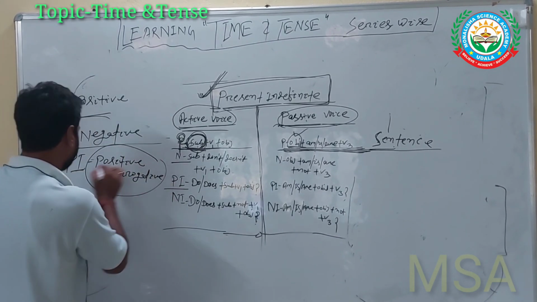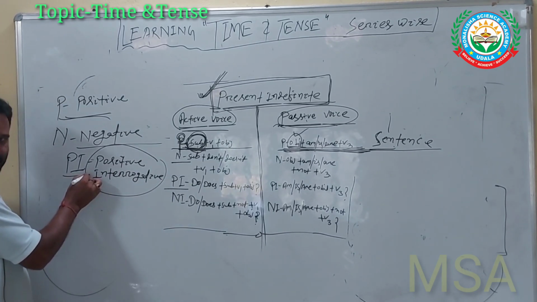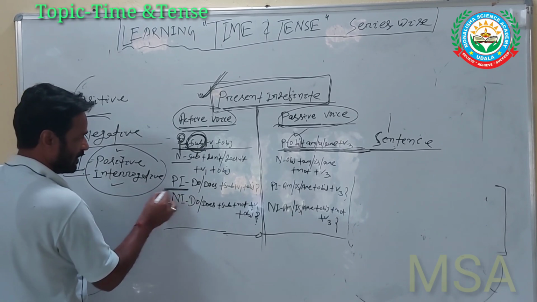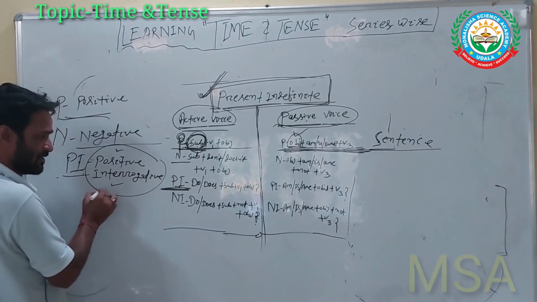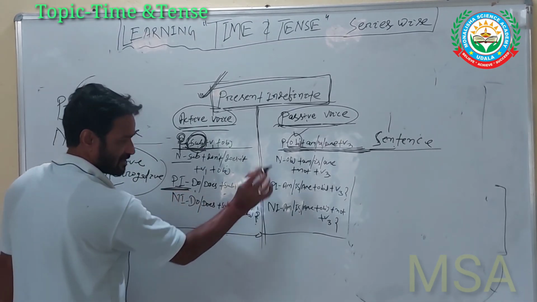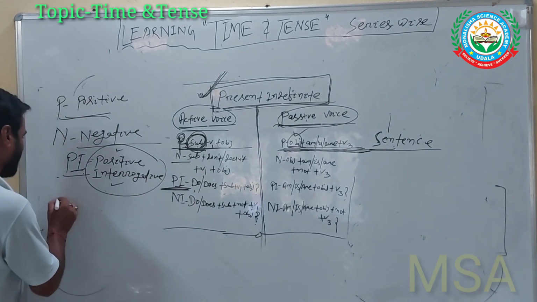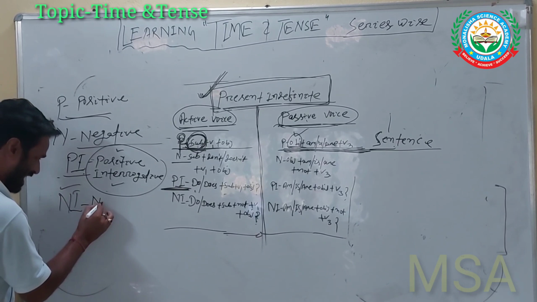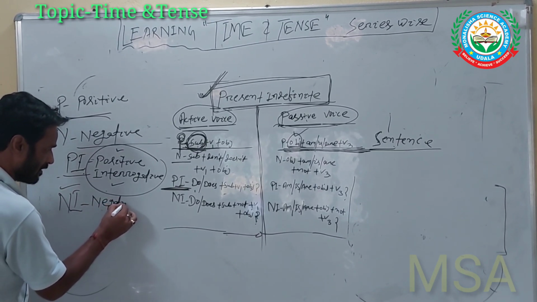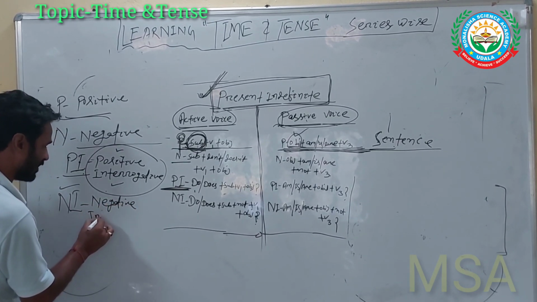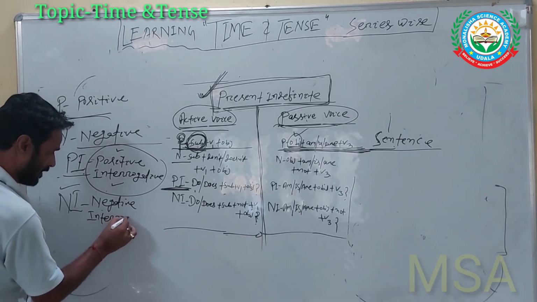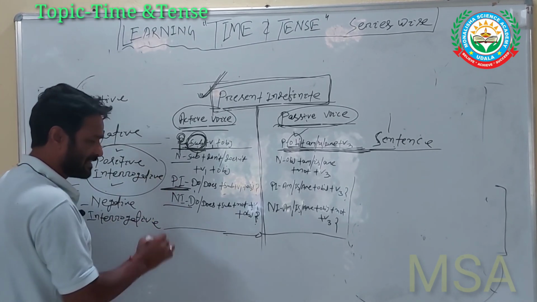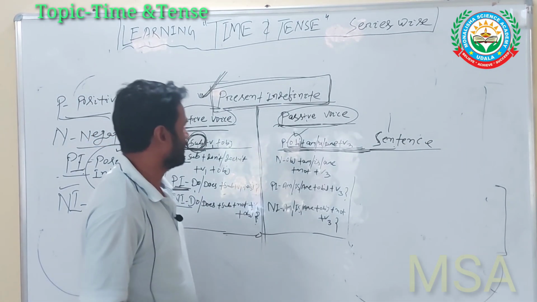The positive and interrogative sentence, they come together. That's why we call it PI, a positive interrogative sentence. The structure is this, right? And the last one is NI. N stands for negative and I for interrogative. So this is called NI, which means it is a negative interrogative sentence.